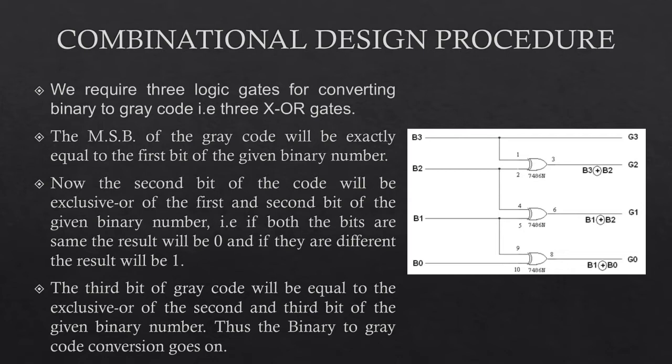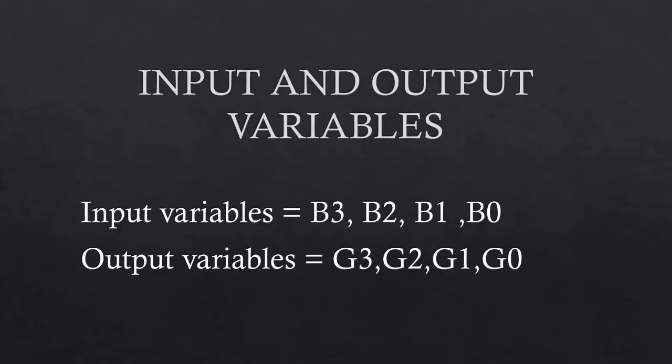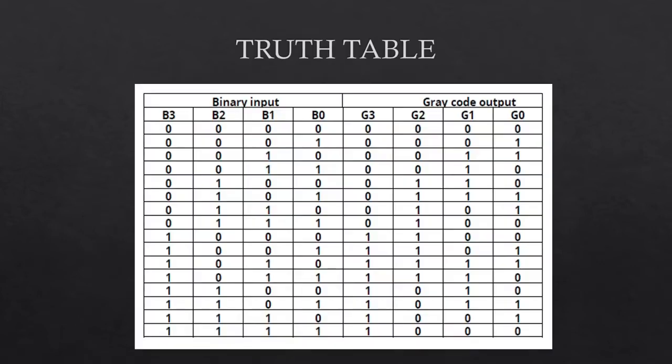Similarly, the third bit of the gray code will be equal to the exclusive OR of the second and third bit of the given binary number. So this code conversion keeps going on. The input variables for our model are B3, B2, B1 and B0, and the output variables are G3, G2, G1 and G0.